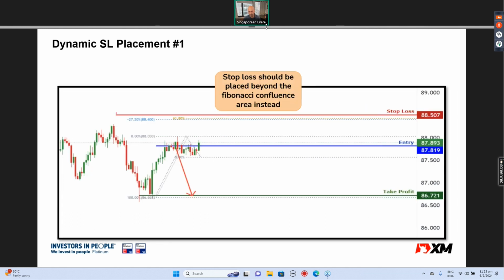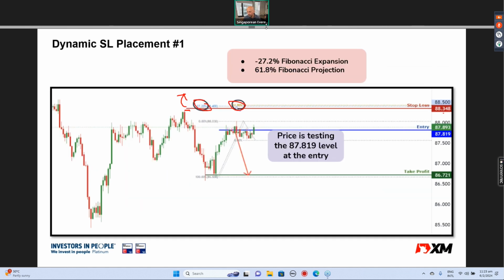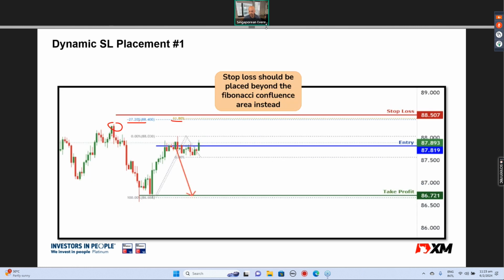So we should actually be moving the stop loss above this level, right? So in this case, you can see stop loss is now not only placed above the high of the wick, but it's also placed above the negative 27.2% Fibonacci expansion as well as the 61.8% Fibonacci projection, right? So at 88.50, it's placed about 15 pips above where it was originally identified. So in this case, because we see the combination of this wick of the swing high resistance, as well as the Fibonacci expansion and Fibonacci projection, we need to identify a stop loss level that's above all these 3 points, right?